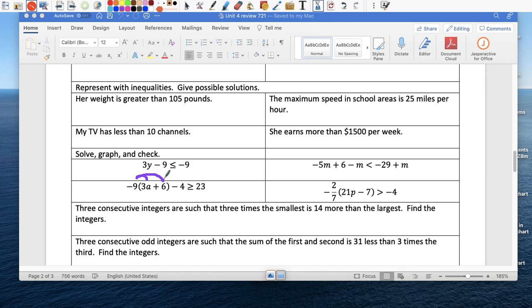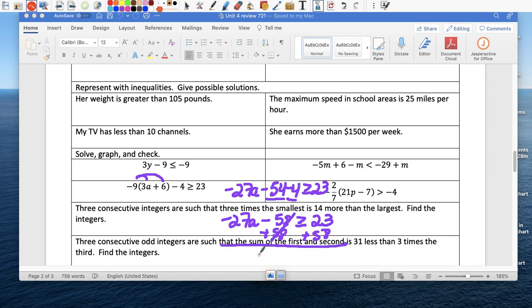Distributive property again, right? Same thing. Negative 27a minus 54 minus 4 greater or equal to 23. Negative 27a, combine like terms, combine these two, we can get negative 58 greater or equal to 23. Two-step equation, plus 58 on both sides. That goes away. I'm left with negative 27a greater or equal to 81.